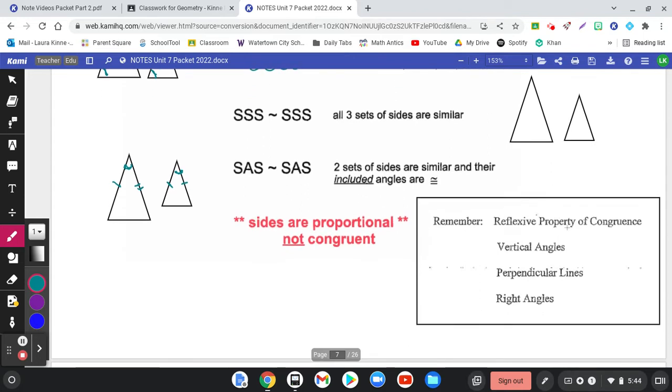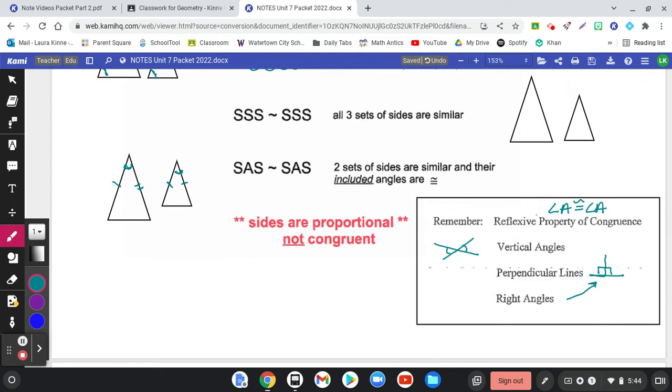Some review: remember your reflexive property. If I say angle A is congruent to itself, something's congruent to itself. Vertical angles, remember, are formed by intersecting lines and they're congruent. Perpendicular lines form right angles and those are congruent.